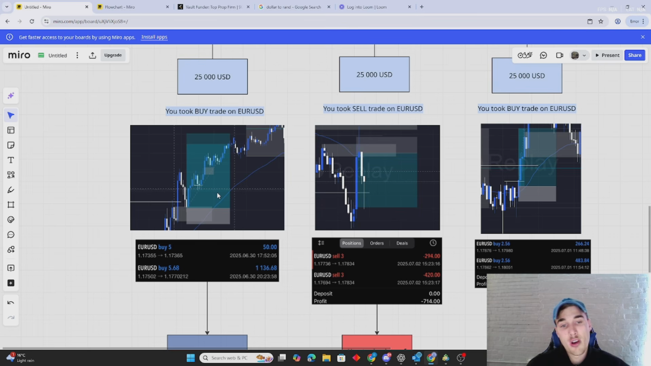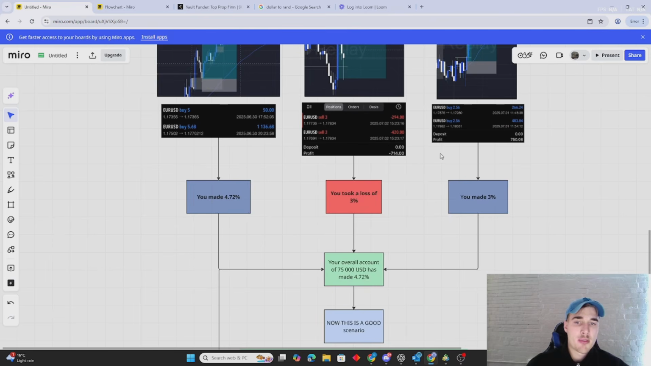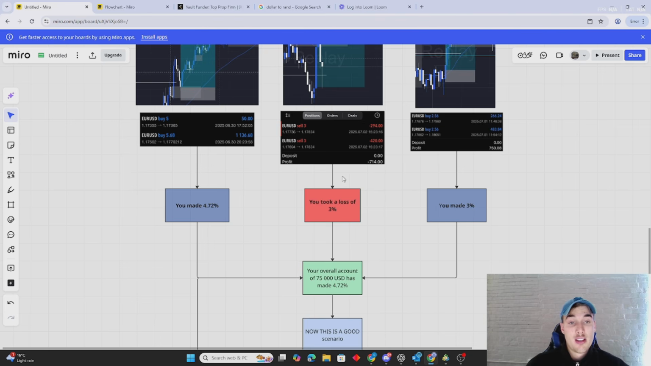What I've just showed you here is a good scenario of all 3 accounts, one account in the loss and 2 accounts up, because this account individually is up 3%. This account individually is up 4.72%. This account individually is down 3%. Okay, so it shouldn't be down 3% on a single trade.